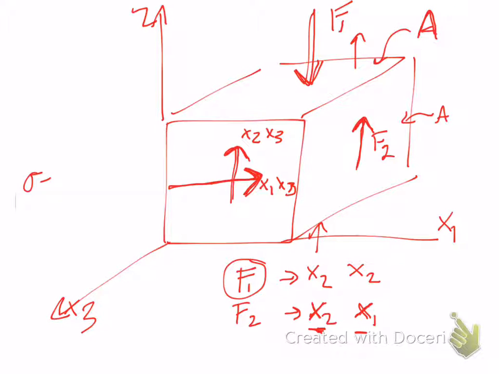Wait, I'm not following. So we said each force had one direction. So what are you saying? The force has one direction, but the area, because remember stress is a force over an area. So you have one direction associated with the force and one direction associated with the area. And so a stress will always have a direction associated with the force and a direction associated with the area. So it will always have two directions. You always need two directions to define a stress.